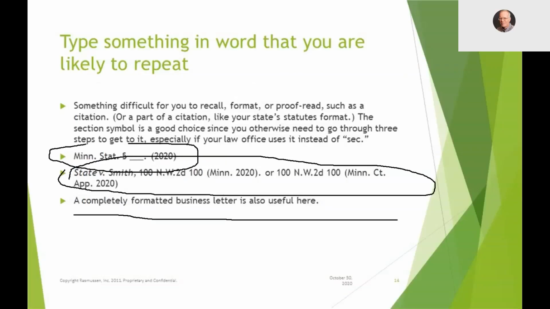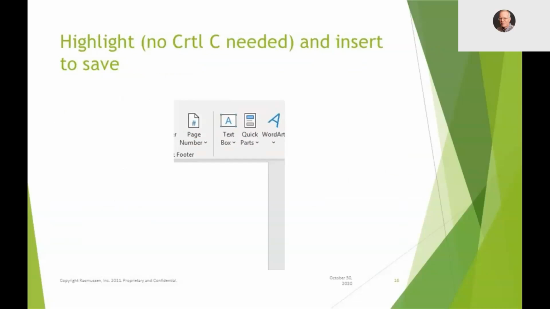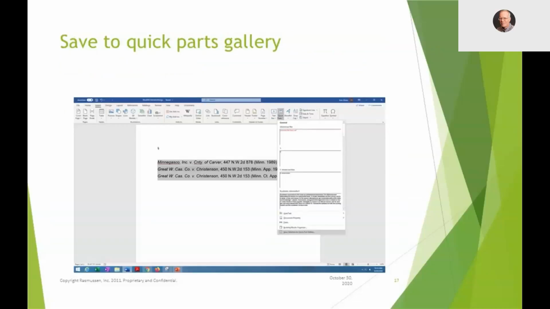So things that have to be formatted, cases, for instance, there's a specific format for spacing, periods, commas, italics for the case name, and all of that stuff. It does help to have that in Quick Parts because that formats. You're saving formatted content so you can repeat it easily. You highlight and insert to save. And you save to the Quick Parts gallery.